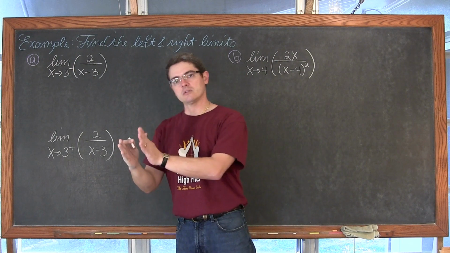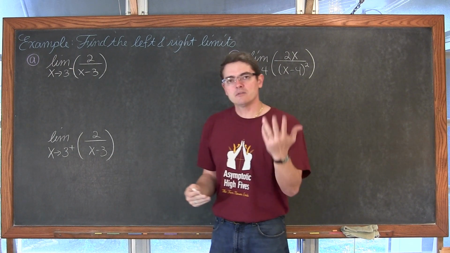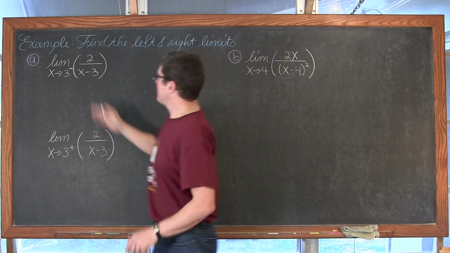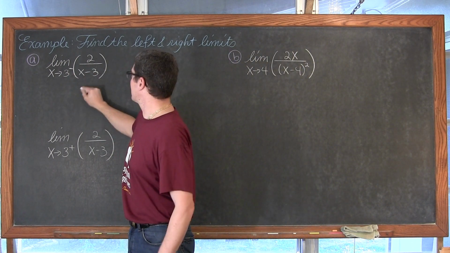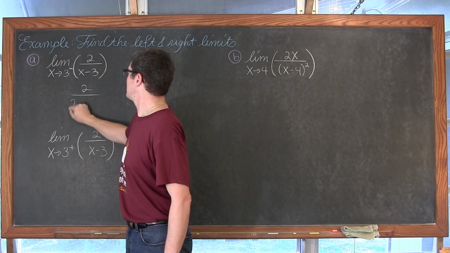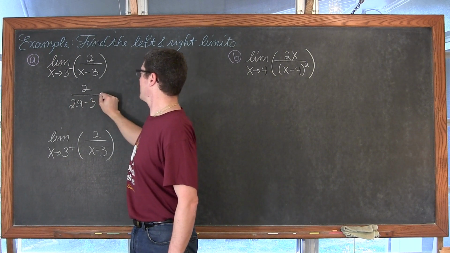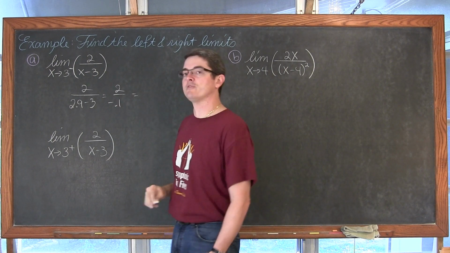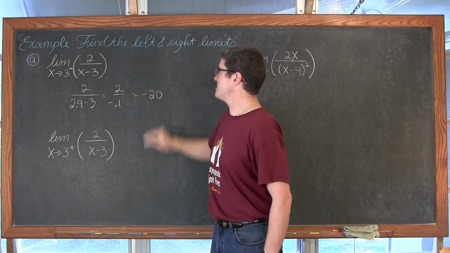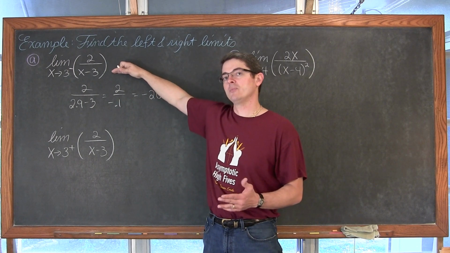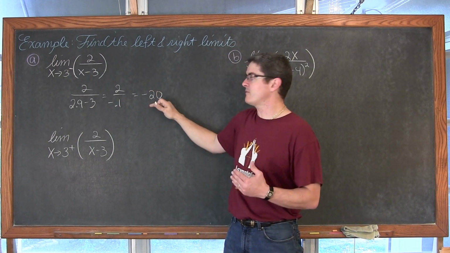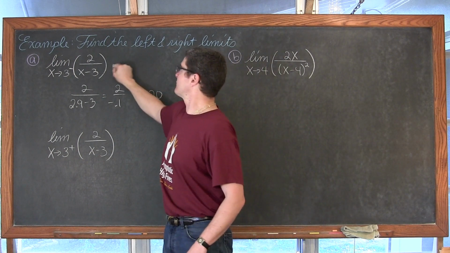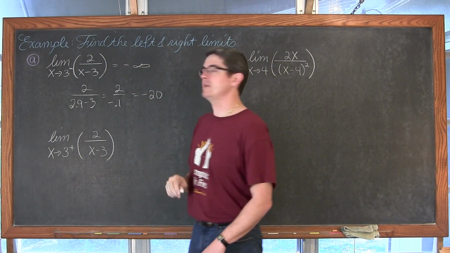If you want to be sure, you can test a few points, make those tables like we learned about finding limits in a numerical approach. So I'm going to plug in 2.9, do a little scratch work here. So we have 2 over 2.9 minus 3. That's going to be 2 over negative 0.1, and that simplifies to negative 20. So I have a horizontal asymptote at y equals 0, and as I get very close to 3 from the left, I'm going down. So this left limit is going to be negative infinity.